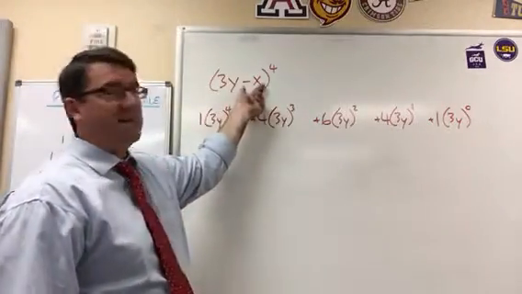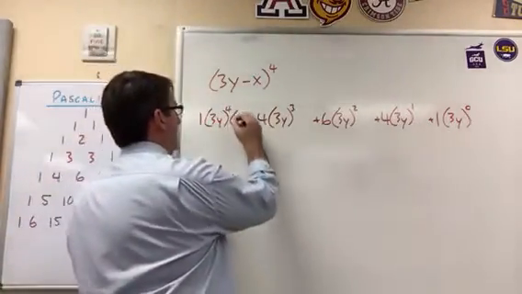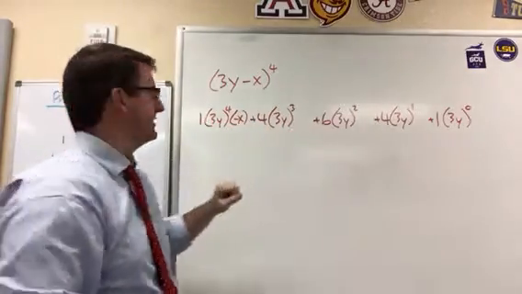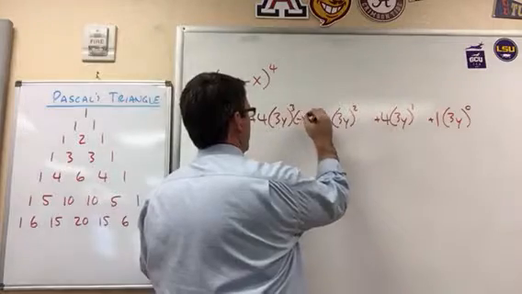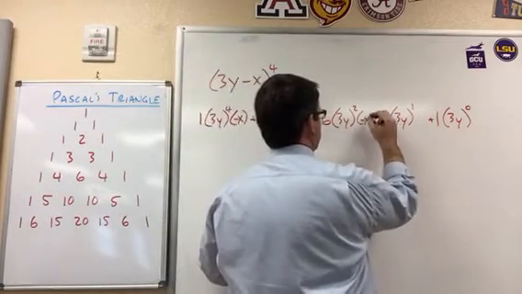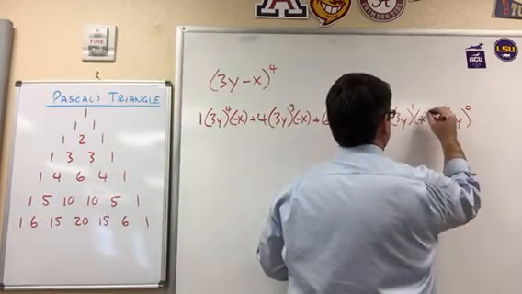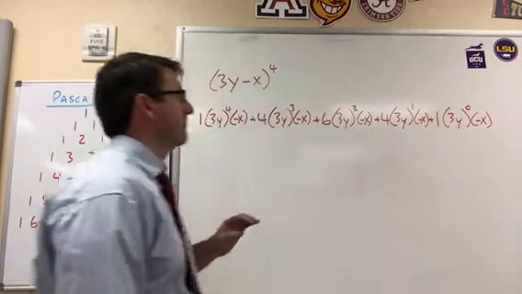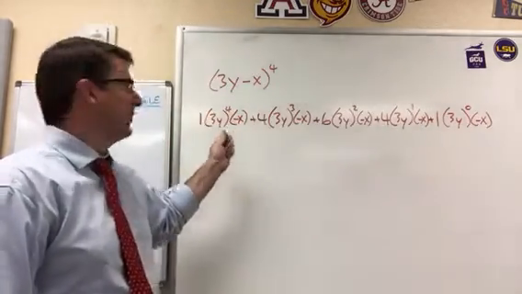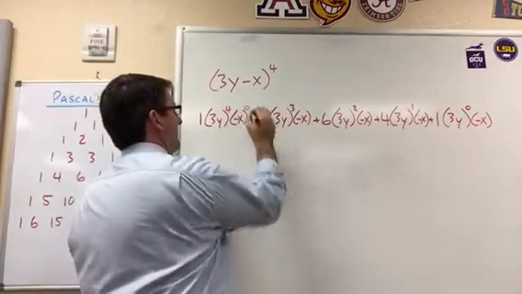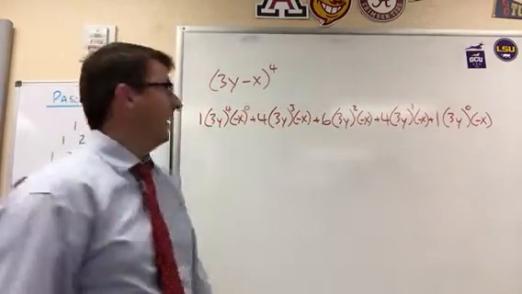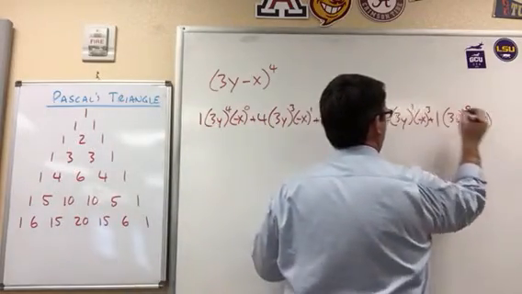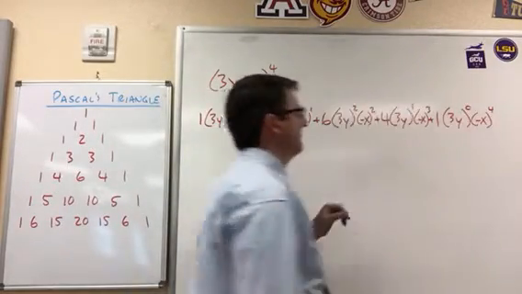Next, we're going to take the second term in our binomial, negative x, and we're going to put that in each of the terms of our expansion. So negative x and negative x, negative x, and negative x. And then with that term, we're going to start at the 0 power and step it up. So this will be to the first power, the second power, the third power, and the fourth power.